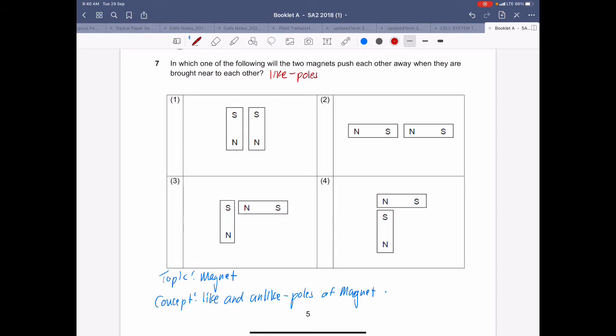Like poles means that they repel, they push each other away. They don't like each other because they're too similar. Unlike poles means they are opposite. They attract, they like each other. You can think of it as because they are different, so they find each other very interesting.